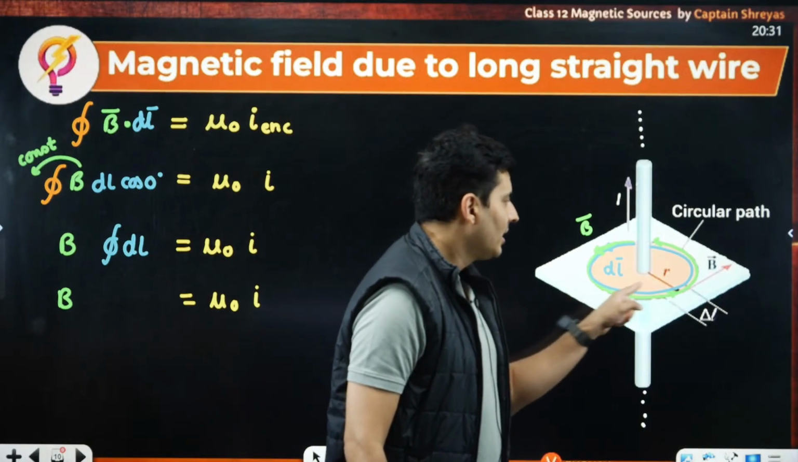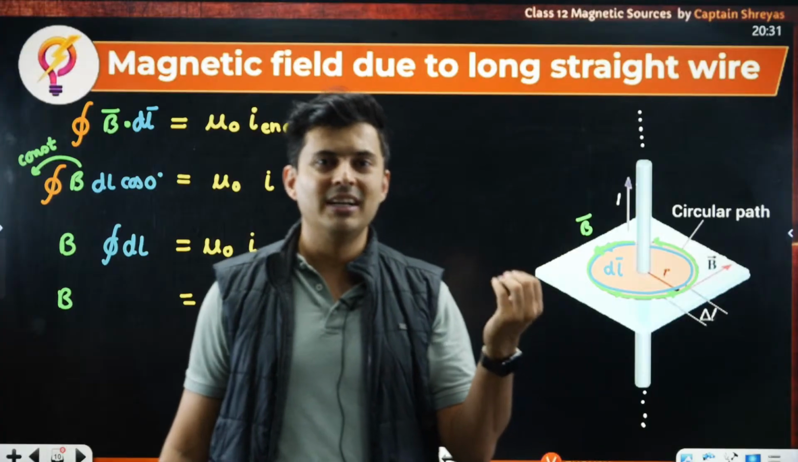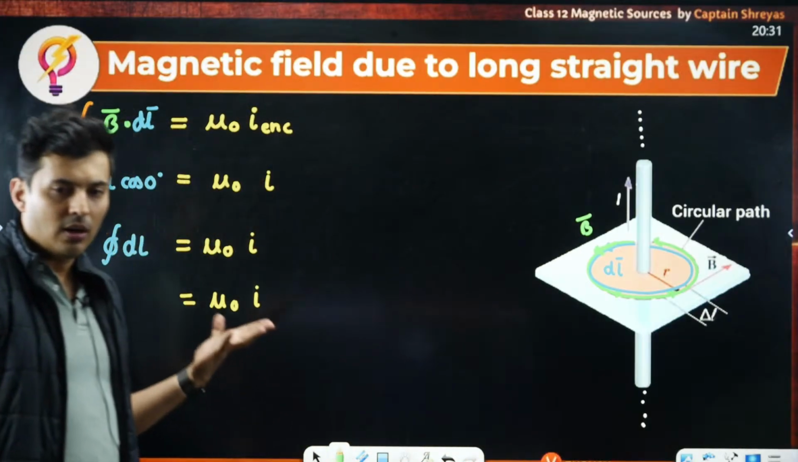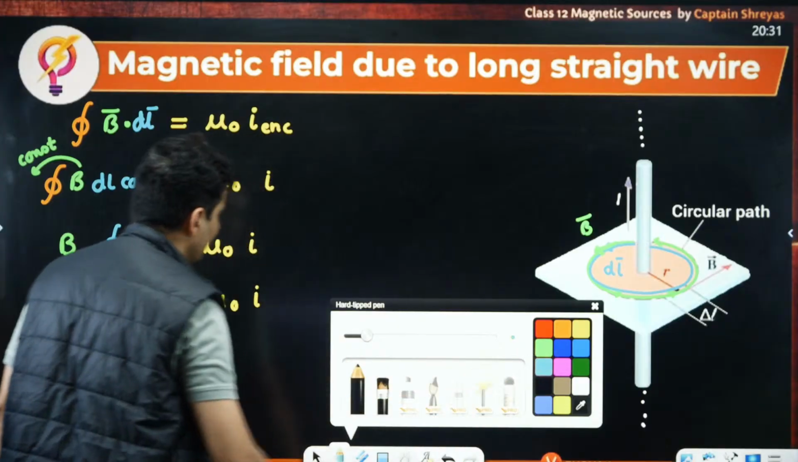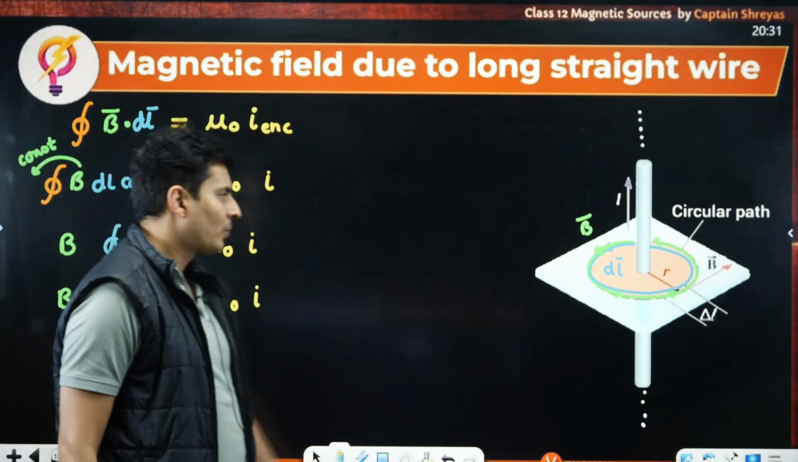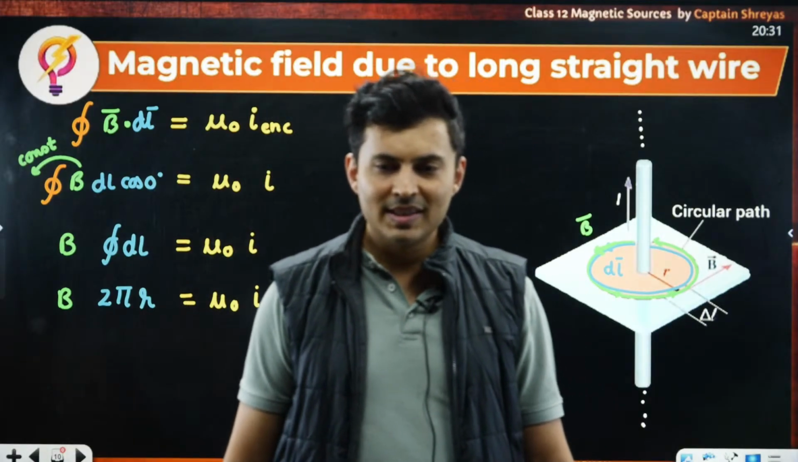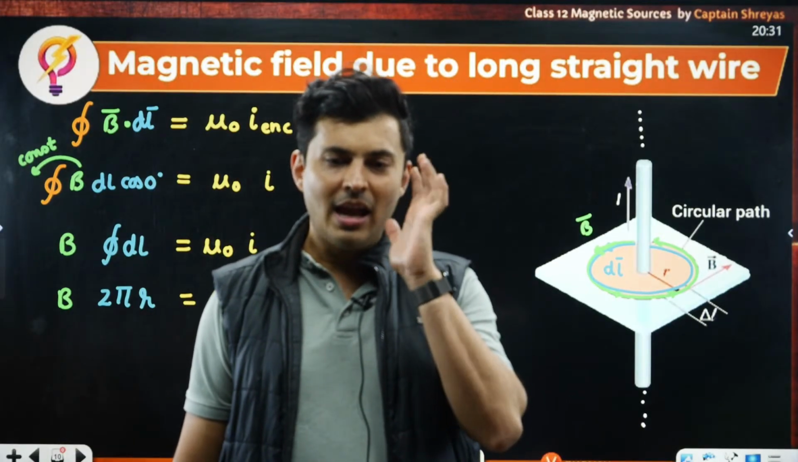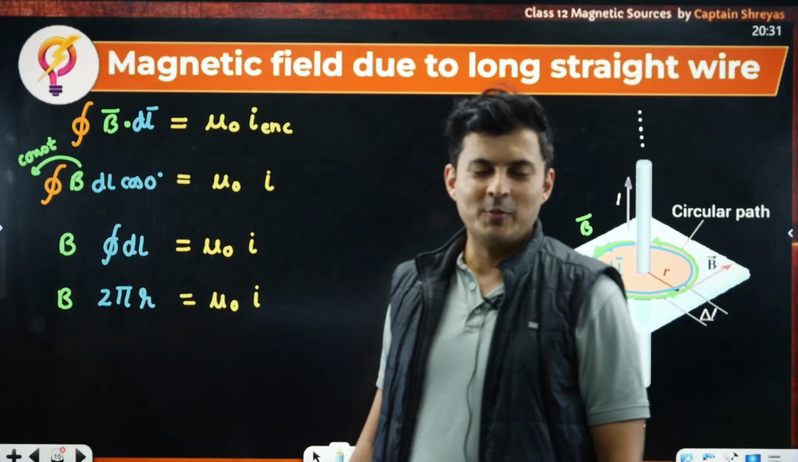Integration of dl, I come back. It's a circle. So it's the length of that circle, which is the perimeter of a circle. And the perimeter of a circle, what is it? Yes, quickly tell me. It is 2 pi times the distance from the center, which is the radius, 2 pi r. I hope this is absolutely clear. Yeah, very nice.